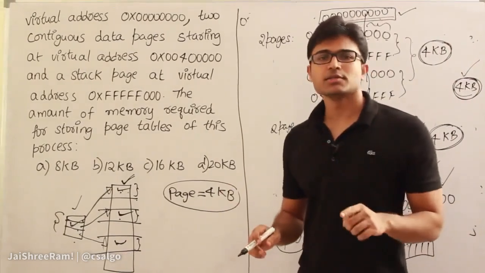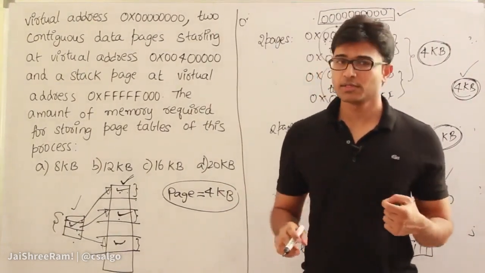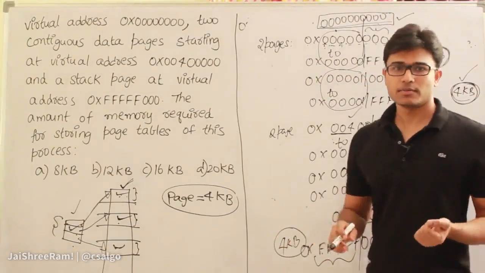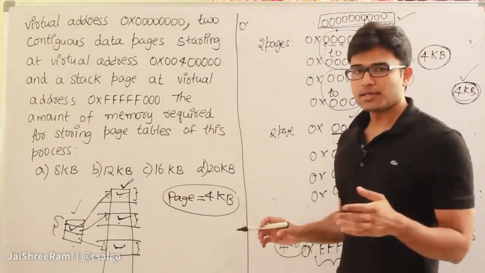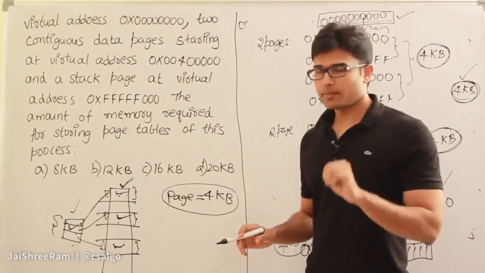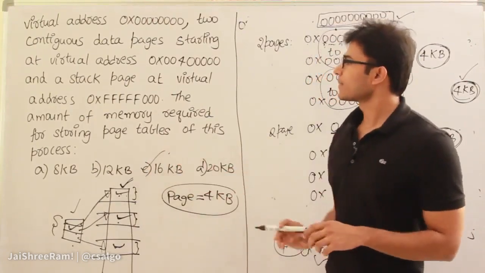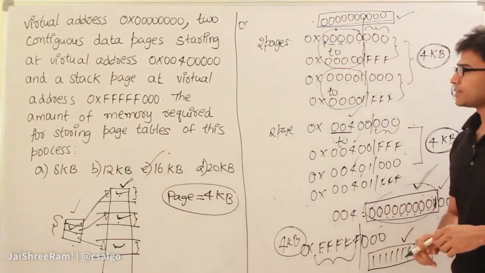If the size of each page is 4 KB, how do I know that the size of each page is 4 KB? Because the page offset is 12 bits, isn't it? If the size of each page is 4 KB, then I need 4 pages. Therefore this is the answer. Okay, 16 KB is the answer. Fine.